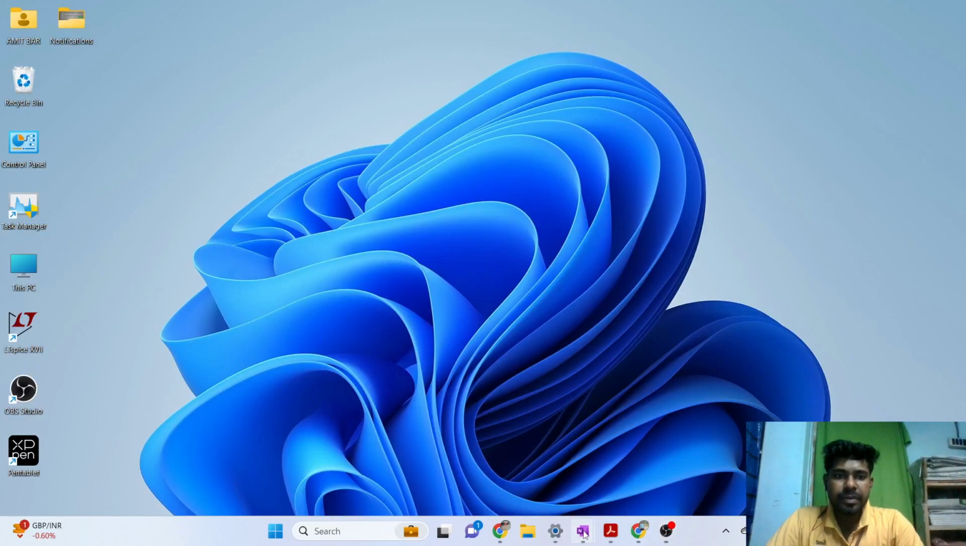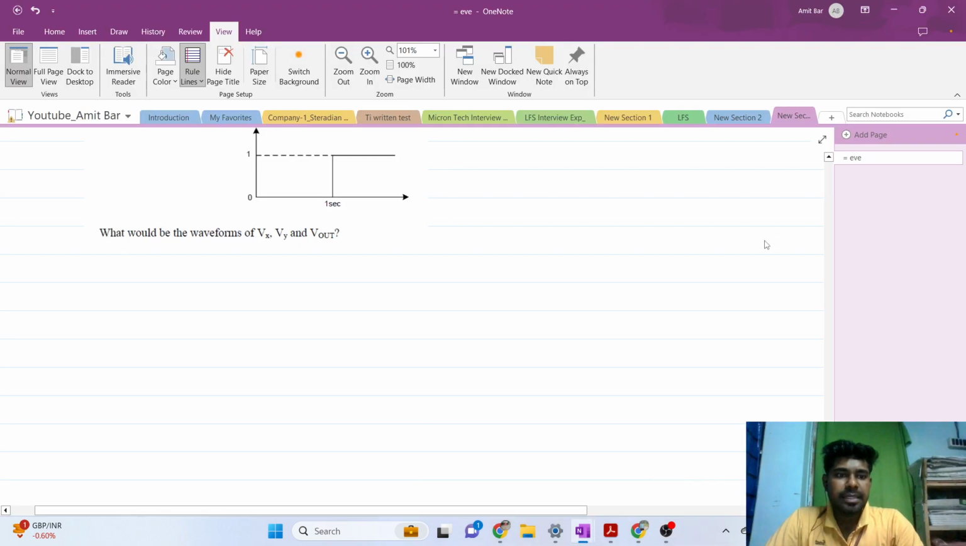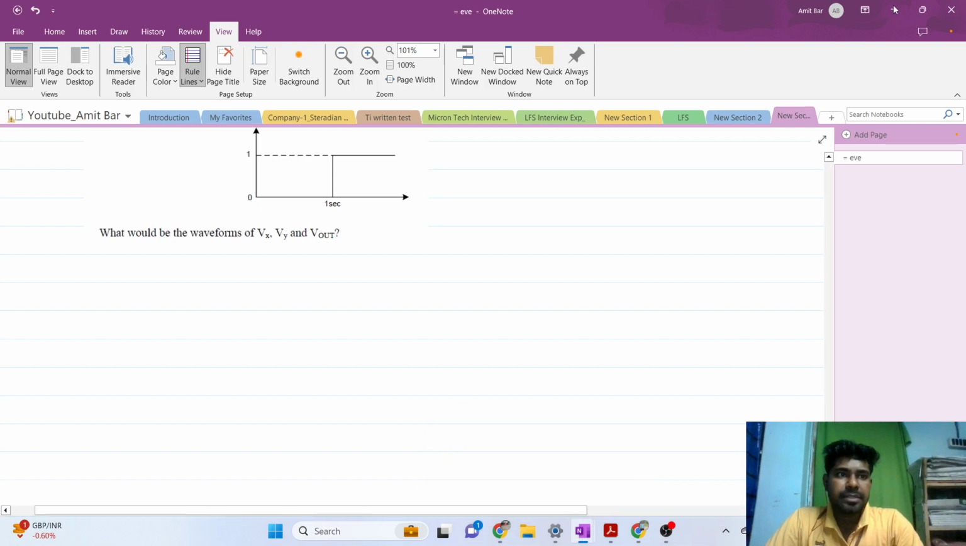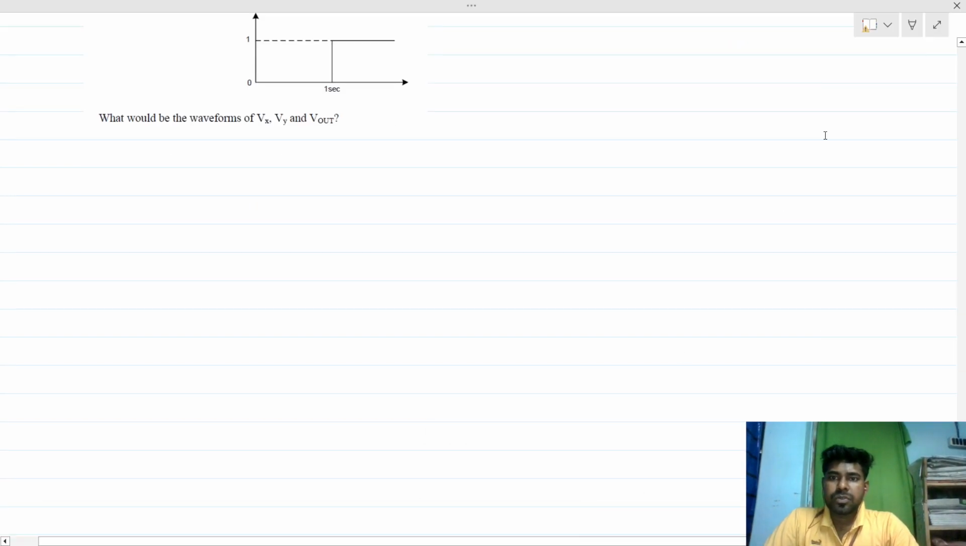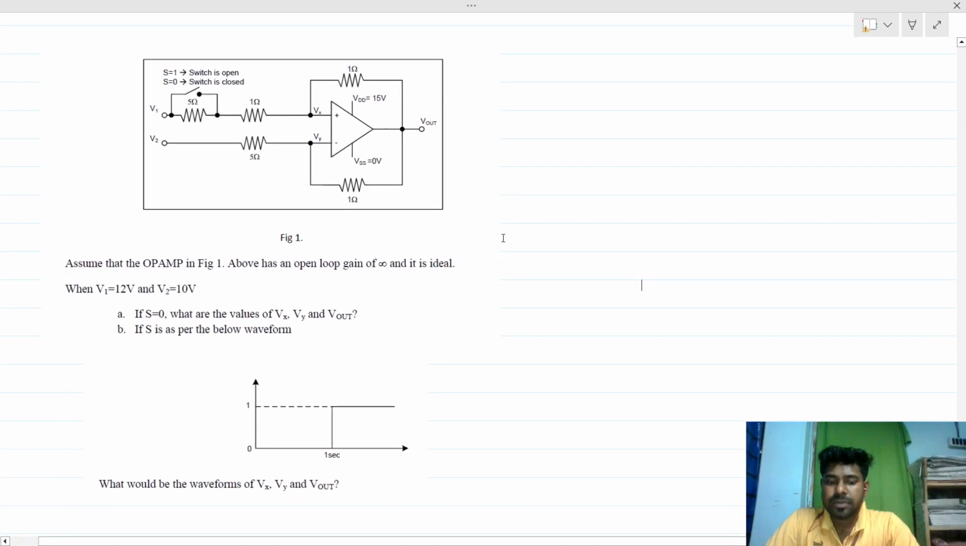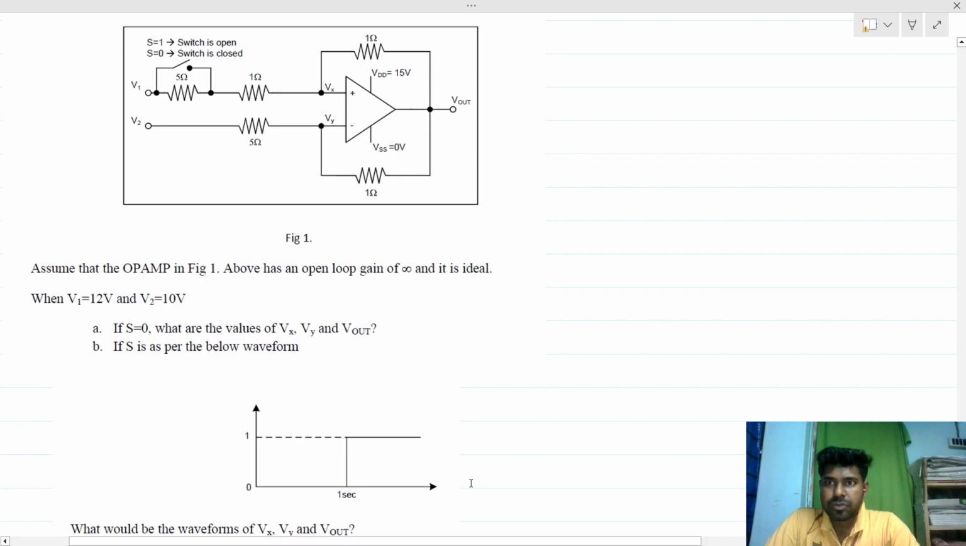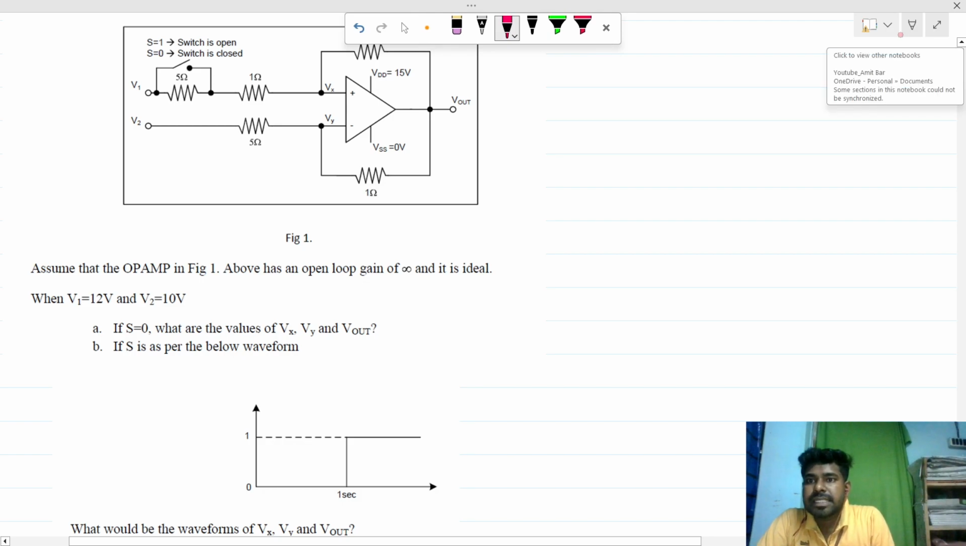So we will be solving this interesting interview question, and this question can be asked for your online assessment as well. Okay, so let's start. So this is an op-amp based circuit. We all can see, right? So there is a switch, and that is the important thing for this particular problem. Okay, so we can see there is a switch.